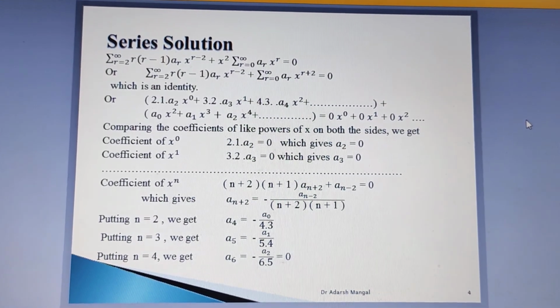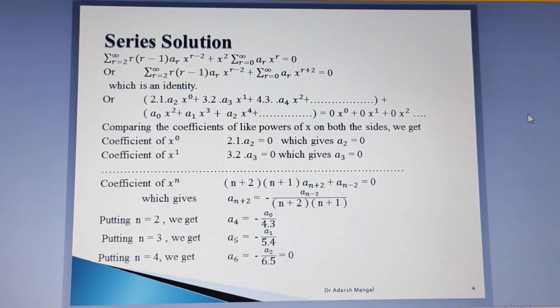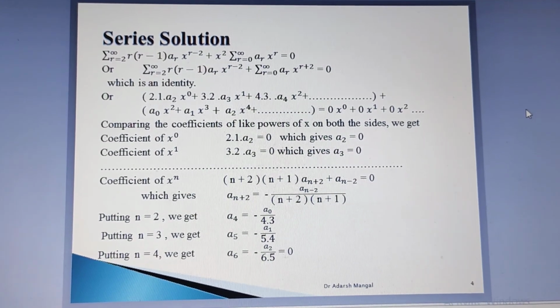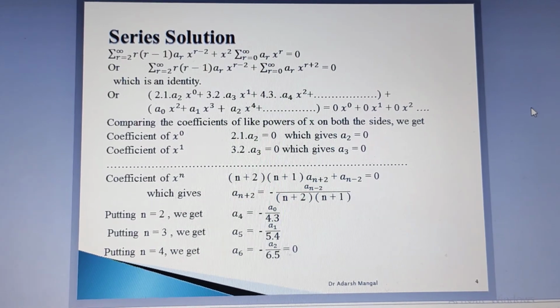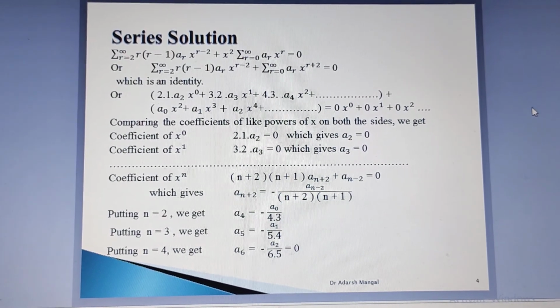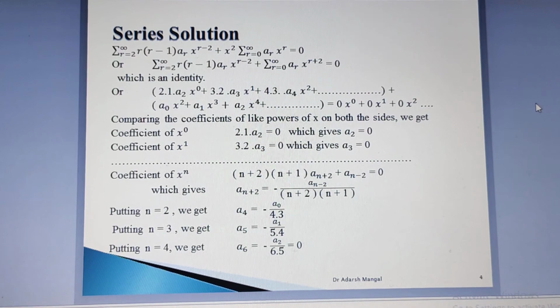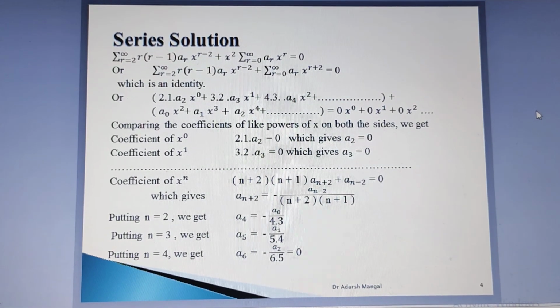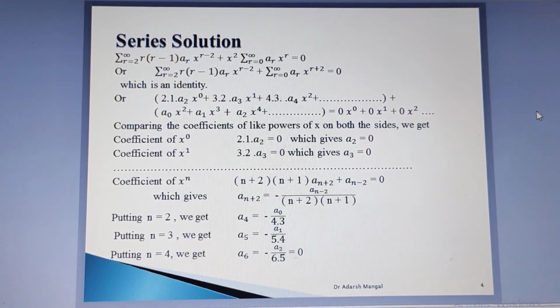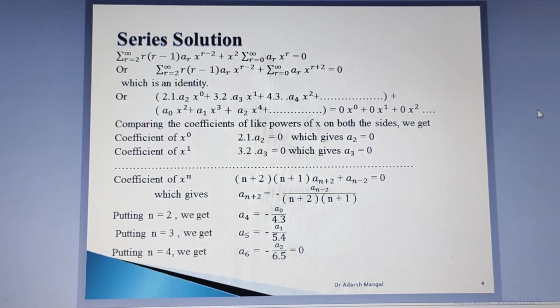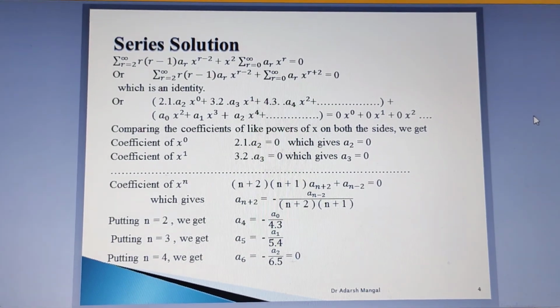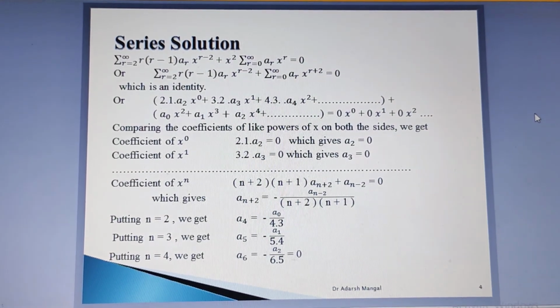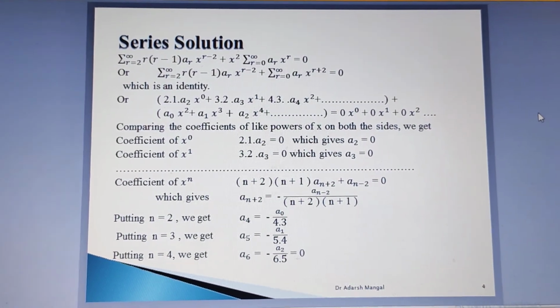In the second summation, if we have to collect the coefficient of x power n, then we have to replace r by n minus 2. So that a n minus 2 is the coefficient of x power n from the second summation. Now on solving, we get a n plus 2 is minus 1 upon n plus 2 n plus 1 a n minus 2. We can put the various values to n to get various coefficients.